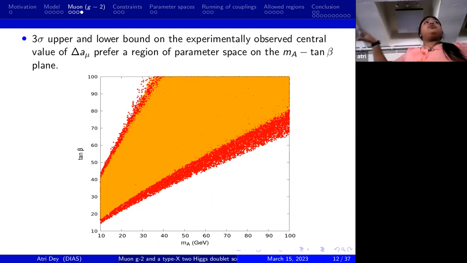Correct, yeah, yellow. Why is there some red-green arrow? Sorry?